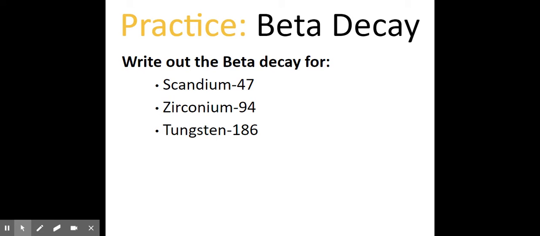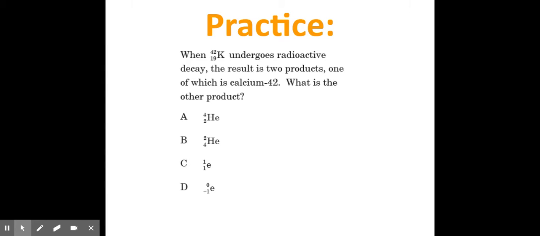Okay, cool. Everybody hold your sheets up to the camera so I can see how your work went. Good job, guys. Beta decay is not too difficult. Again, now we're going to practice with an actual test question. Let's look at this and tell me what is the other product of this reaction.